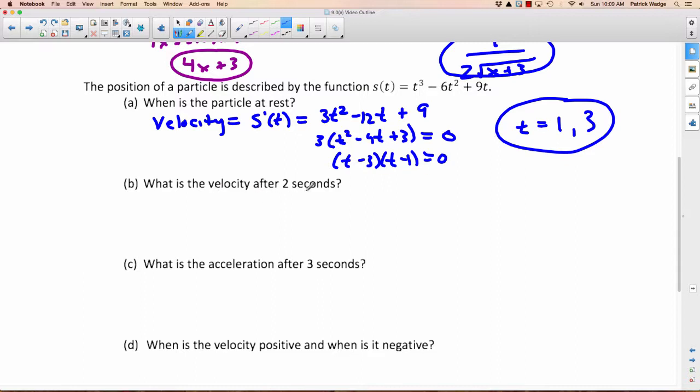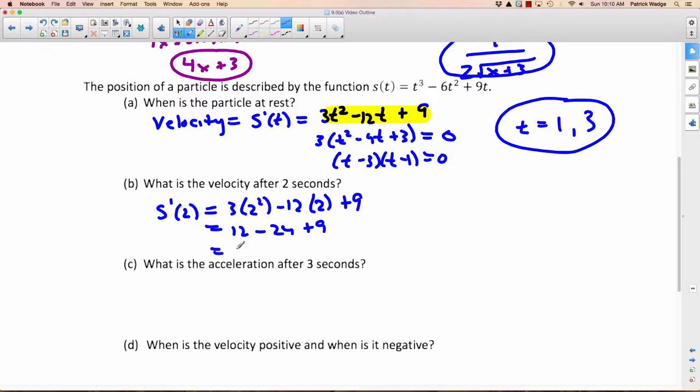Next question, what's the velocity after 2 seconds? Well, we've already done most of the work for this. Here's our velocity function right here. In order to get the velocity after 2 seconds, we just have to know what s prime of 2 is. So that'd be 3 times 2 squared minus 12 times 2 plus 9. That is 4 times 3 is 12, minus 24, plus 9. That equals negative 3 in its velocity, so meters per second.